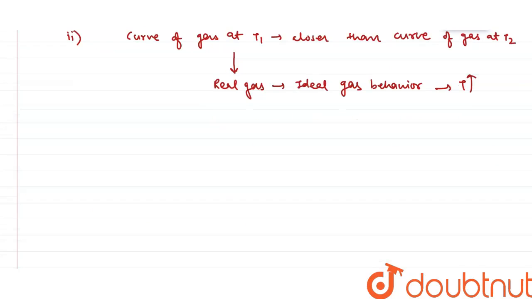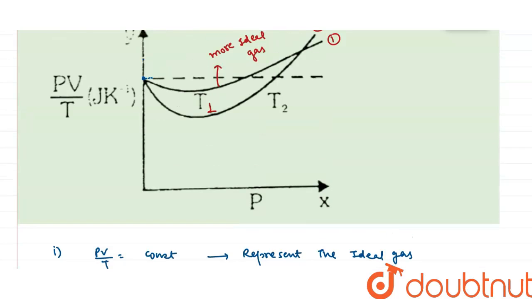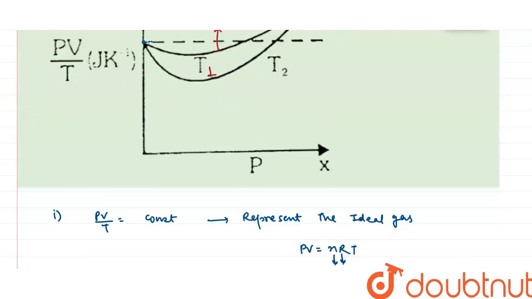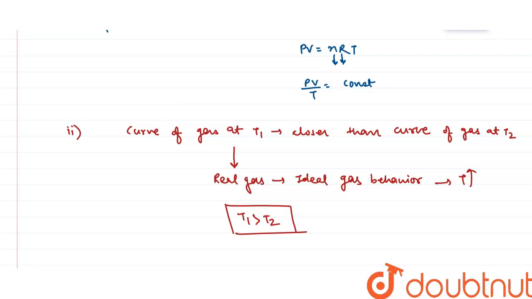That means temperature T1 is greater than temperature T2, because the curve of the gas at T1 is closer to this dotted graph, which shows the ideal gas behavior. So for ideal gas behavior, a real gas must have a high temperature. So T1 is greater than T2. This is the answer of the second part.